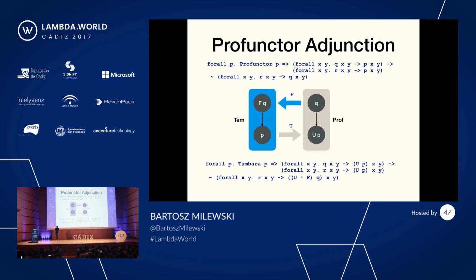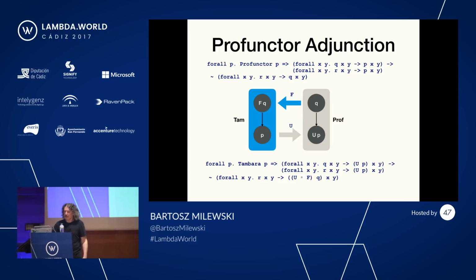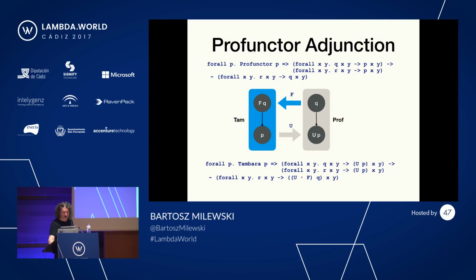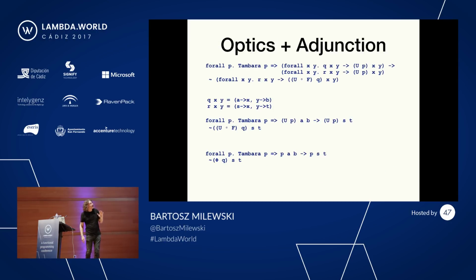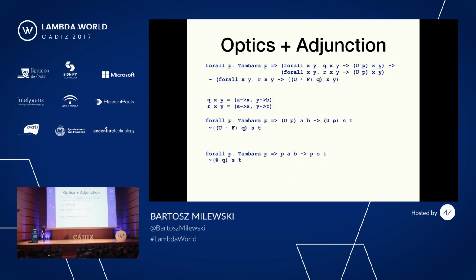So this is my formula for the Tambara module. I say Tambara P. So I'm working in the Tambara category, right? And this is suddenly becoming very lens-like, because the Tambara constraint is exactly what we need for combining lenses with prisms, right?